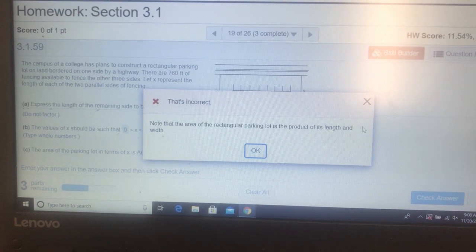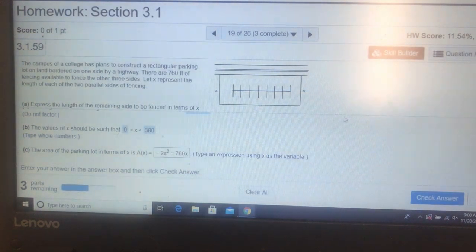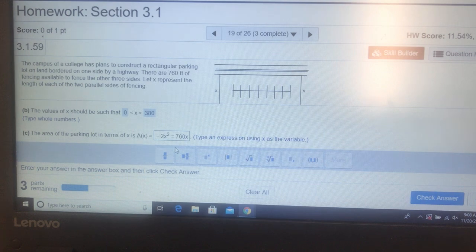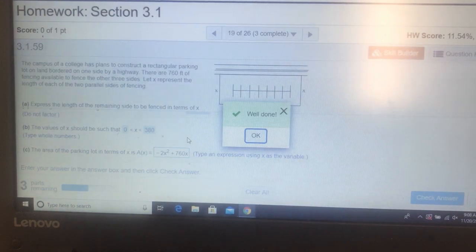What did I do here? Oh, I put equals. I didn't even see that. I didn't hit my shift very good. Okay. I hate to see an X on there, man. Shoo.